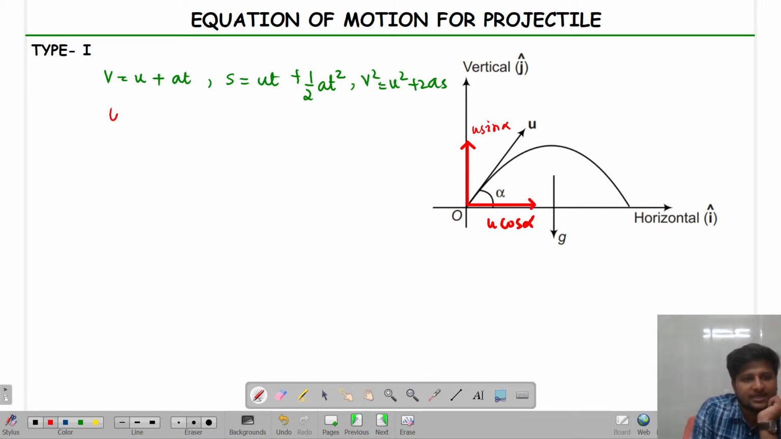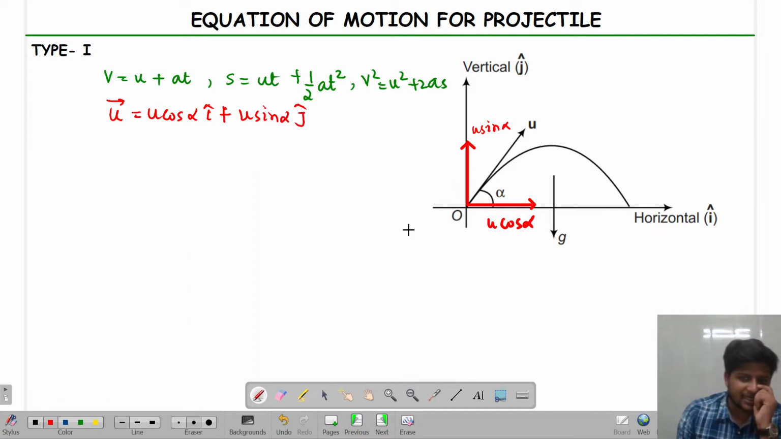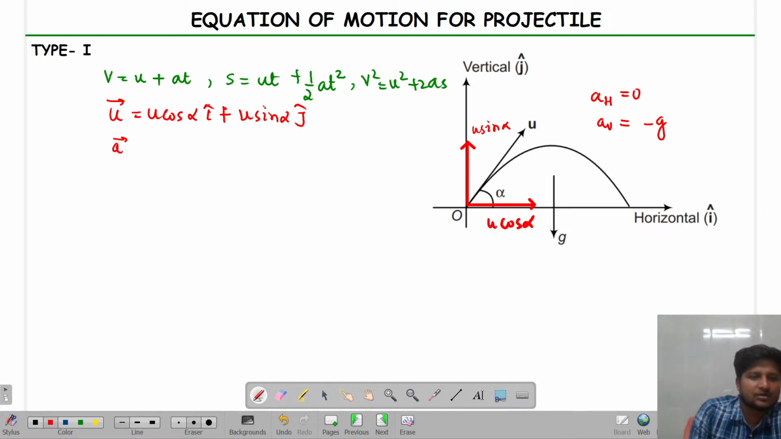So now I can write the initial velocity equation. Remember that. The initial velocity equation I can write as u cos alpha i cap plus u sine alpha j cap. Okay, now look over here, try to understand this. Now we know that acceleration along the horizontal is zero. Acceleration in the vertical is equal to minus g. So acceleration along the vertical is minus g j cap.